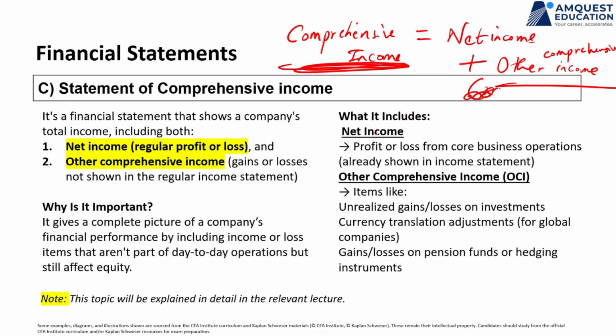Now, what it includes in net income, we give profit and loss from core business. But in other comprehensive income, there are four things. One, two, three, and there is one more thing. So unrealized gains and losses on investments, currency translation adjustments, gains and losses on pension funds or hedging instruments, and fourth is derivatives. So these are the only four things which are included in other comprehensive income. And when you add net income and other comprehensive income, what you get is comprehensive income.